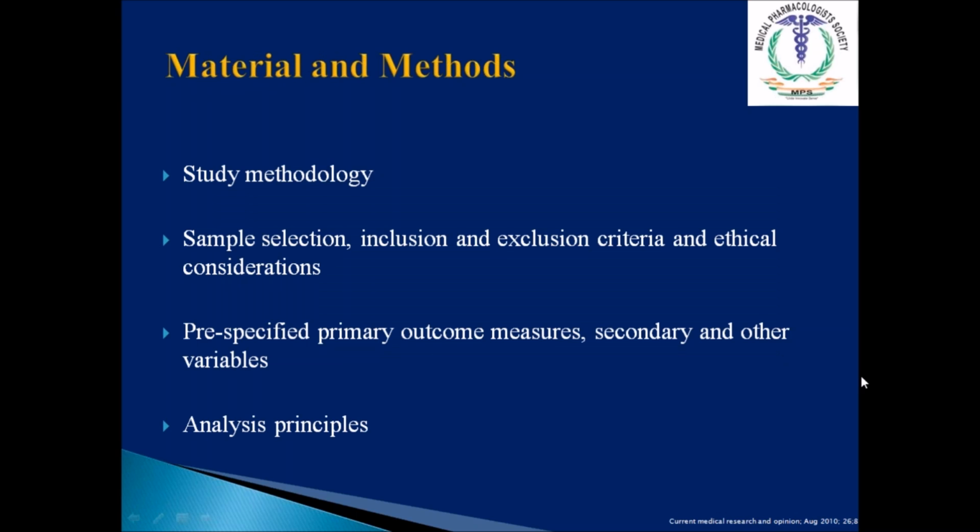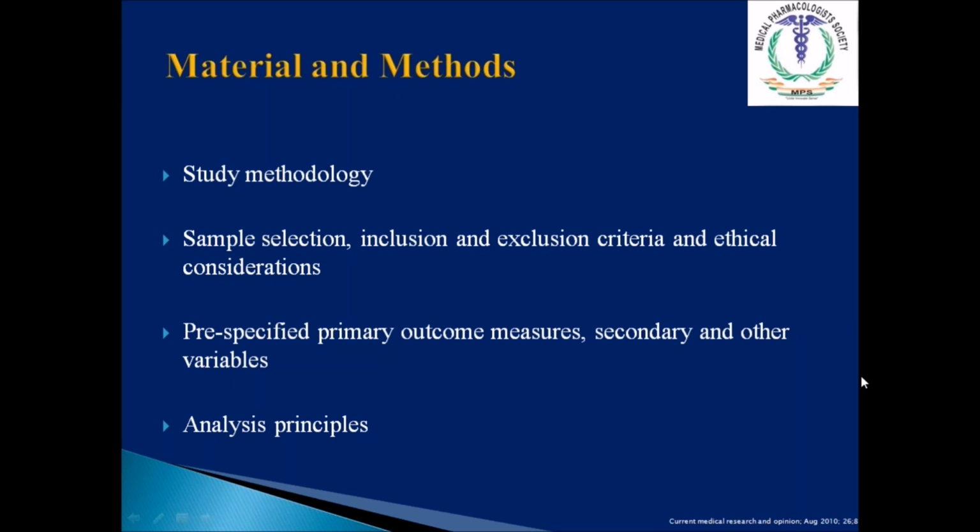Next. In the materials and methods, I write about everything. The 4 questions that we discussed in one of the slides: what we did, where we did it, when we performed the study, and how the study was performed. That covers sample selection. If I included physicians, who were the physicians, what was the inclusion criteria, what is the exclusion criteria, and was ethical permission taken? Very important, especially for clinical trial results, ethical considerations are a must.